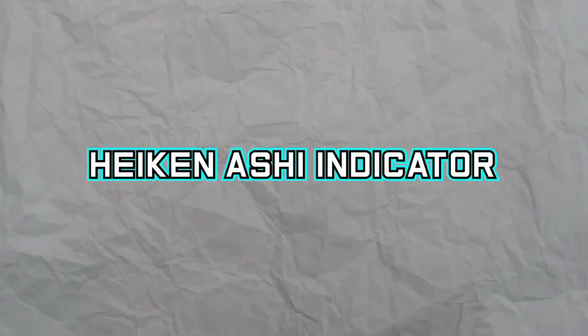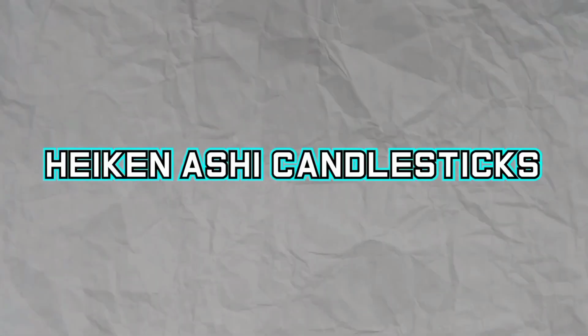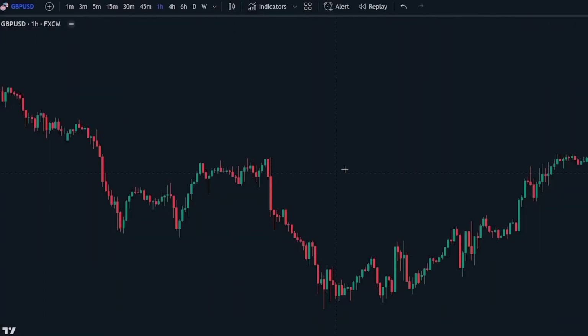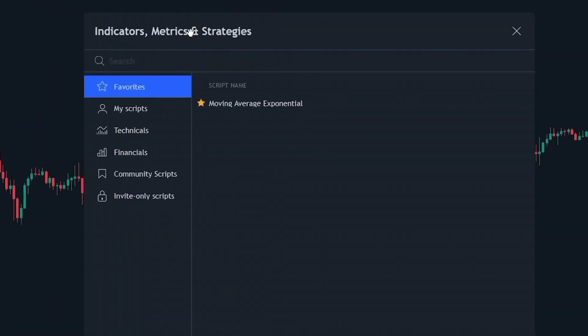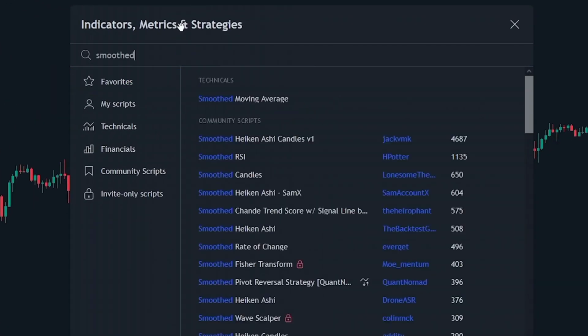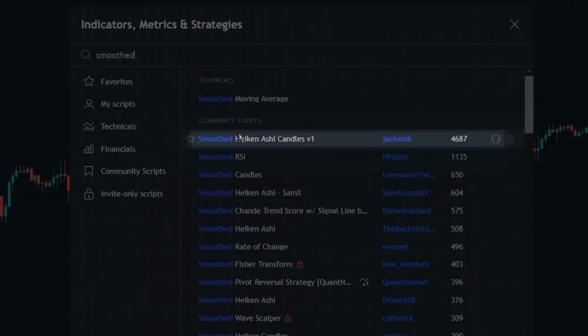The solution for this problem is the smoothed Heiken Ashi indicator, which plots smoothed Heiken Ashi candlesticks along with the price action. Let's first add the indicator to the chart. To do this, head over to the Indicator Search tab and search for the smoothed Heiken Ashi indicator. Select the indicator made by Jack and add it to the chart.